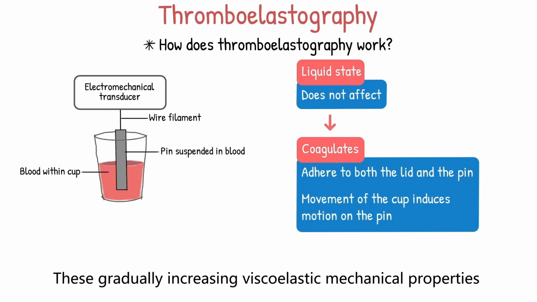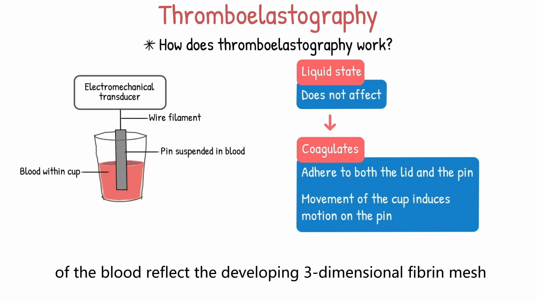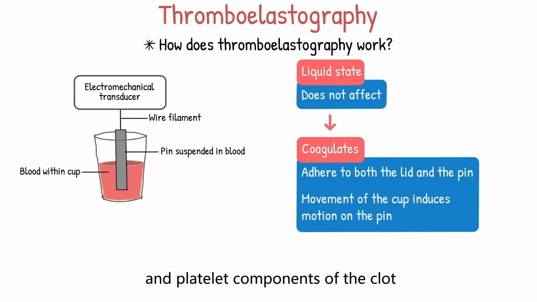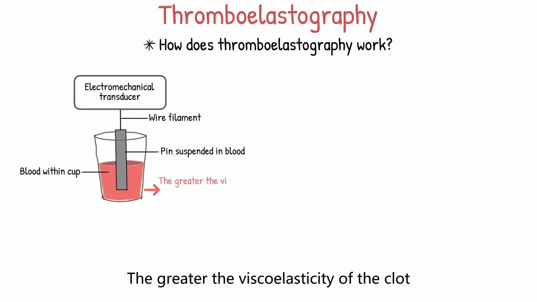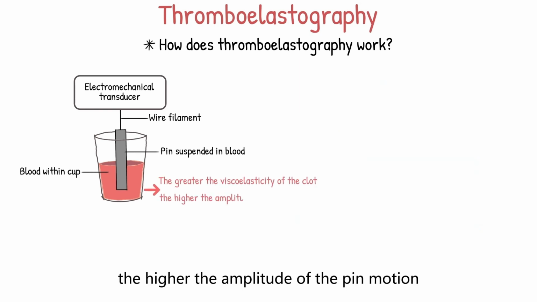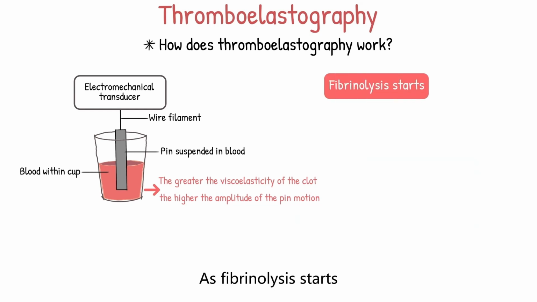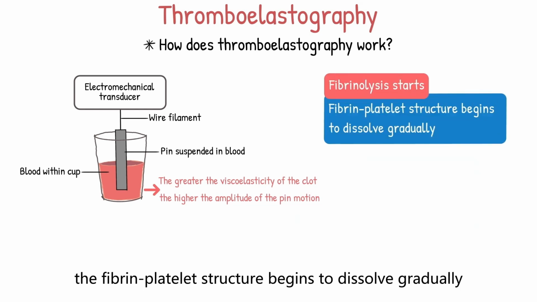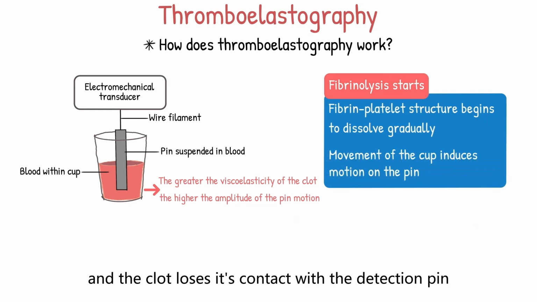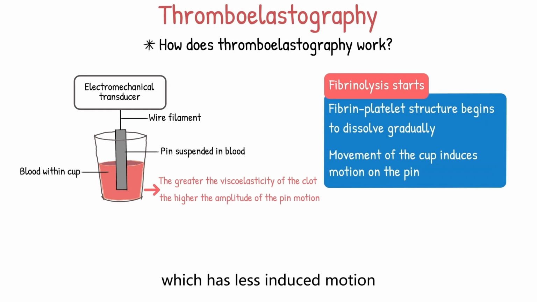These gradually increasing viscoelastic mechanical properties of the blood reflect the developing three-dimensional fibrin mesh and platelet components of the clot. The greater the viscoelasticity of the clot, the higher the amplitude of the pin motion. As fibrinolysis starts, the fibrin platelet structure begins to dissolve gradually, and the clot loses its contact with the detection pin, which has less induced motion.